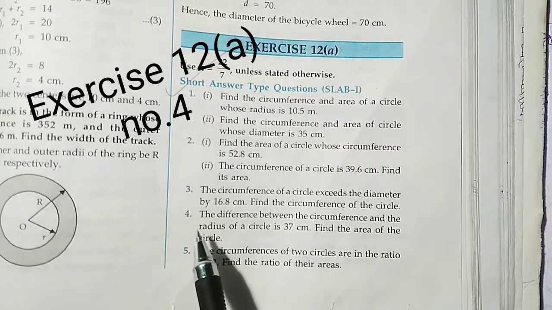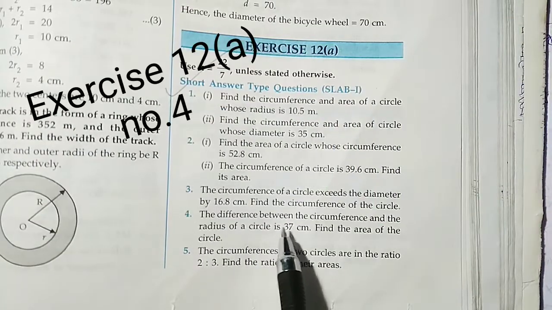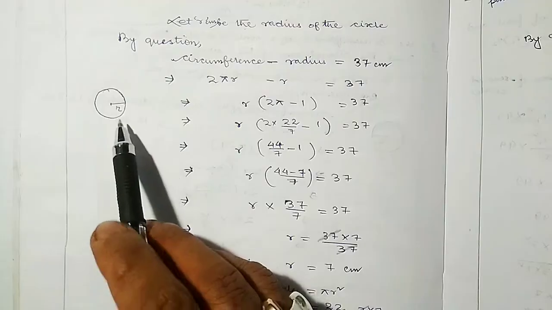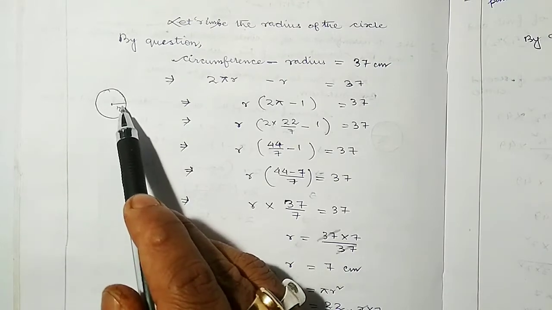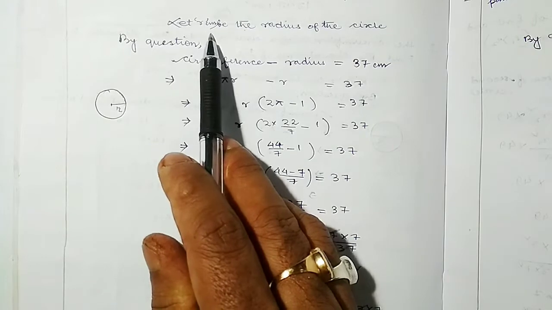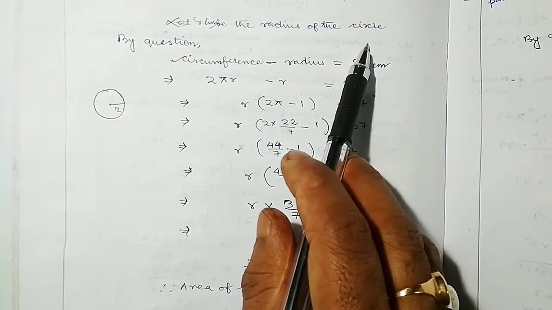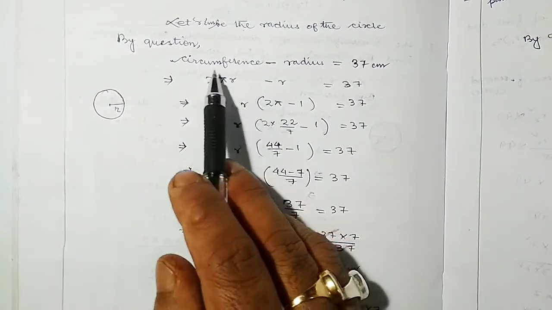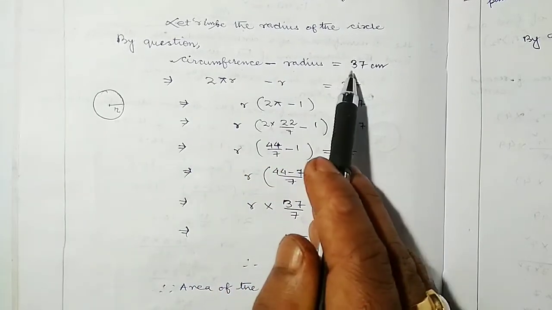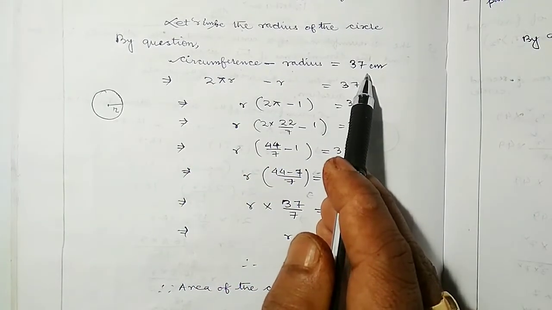In question number 4, it is given the difference between the circumference and the radius of a circle is 37 centimeter. Find the area of the circle. Suppose this is a circle and this is the radius. Radius is r. So we have written here, let r centimeter be the radius of the circle, and in the question it is given the difference between the circumference and the radius. So circumference minus radius is 37 centimeter as given in the question.